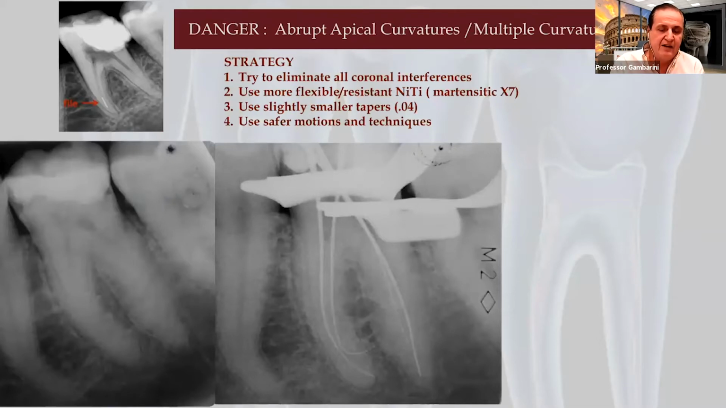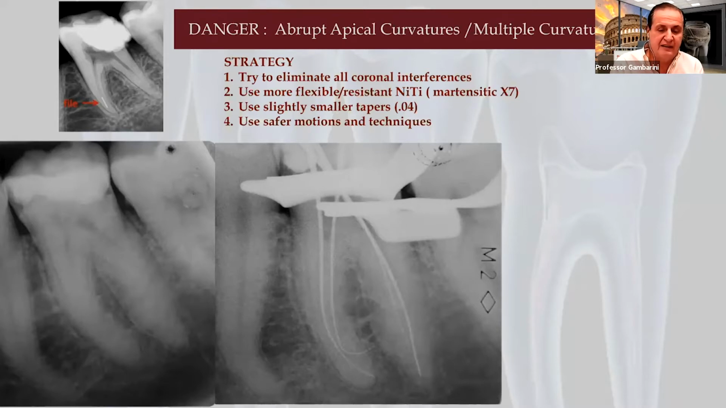So having said this, when we have very complex apical curvature or multiple curvature, these are the typical situations we see on a radiograph, and we fear that our instrument will suffer from excessive stress. We have a very clear strategy to apply. First is to try to eliminate all the coronal interference to make life easy for our instrument. And this is a general principle that has been called crown down for many, many years, but I think that is still a very, very important thing to always keep in mind, that the more we eliminate the coronal interference, the better or the easiest we make the life for our instrument and their work.